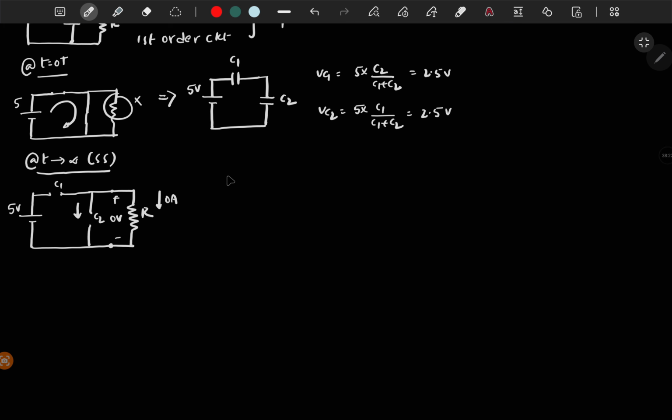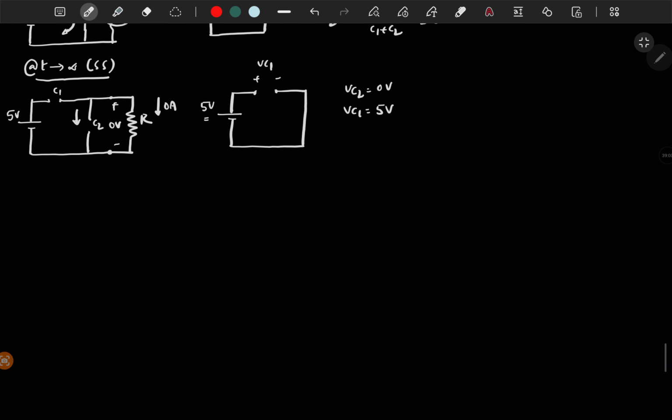So this is equivalent to, you have C1 and you have C2. C2 is 0 volt, which means this is short circuited, right? So this is C1. So the complete input voltage is applied across C1, right? So you will get VC1 equal to 5 volt and VC2 equal to 0 volt. So these are the steady state voltages across the capacitors.